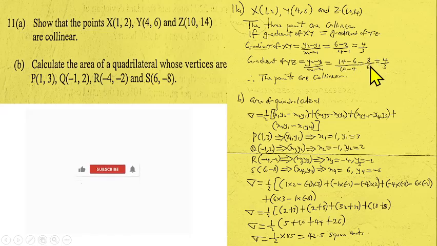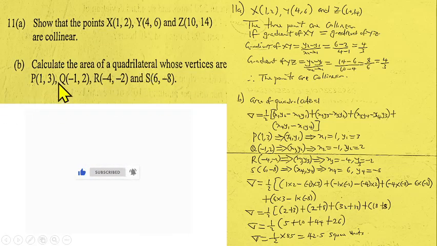And that should give us 8 over 6, and that will give us 4 over 3. And we can see that they have the same gradients. So that means the 3 points are what? Collinear. Question number 11b. Calculate the area of a quadrilateral whose vertices are P, Q, R, and S.